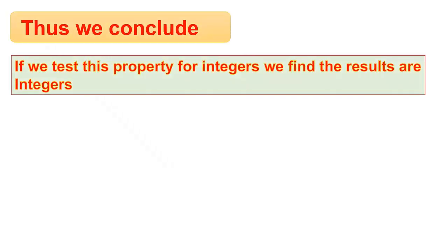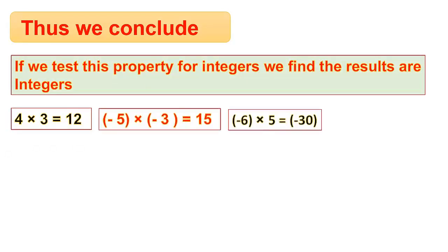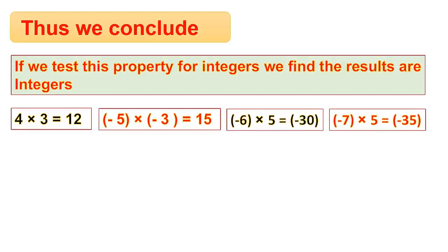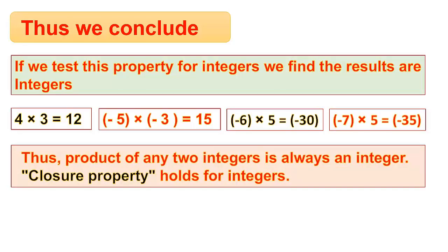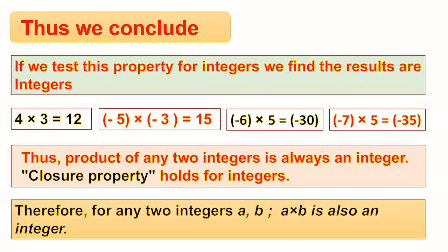Thus we conclude that if we test this property for integers, we find the results are integers. 4 into 3 is equal to 12, minus 5 into minus 3 is equal to 15, minus 6 into 5 is equal to minus 30, 7 into minus 5 is equal to minus 35. Thus the product of any two integers is always an integer. Closure property holds good for integers. Therefore for any two integers a, b, a into b is also an integer.